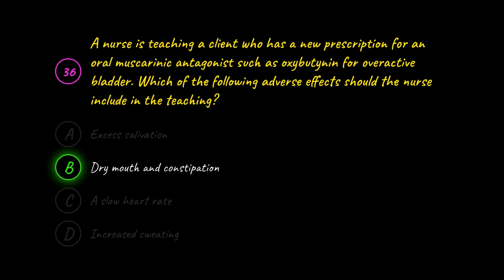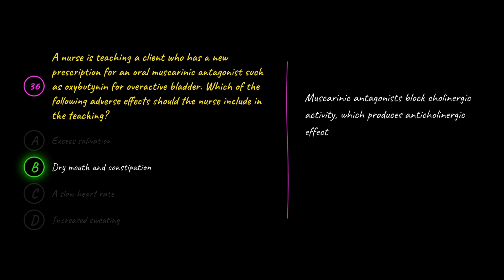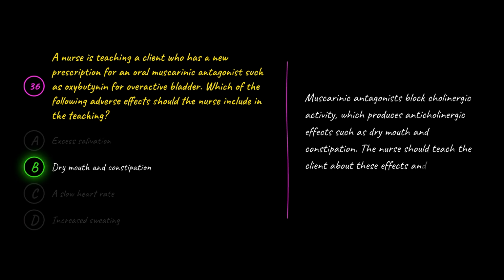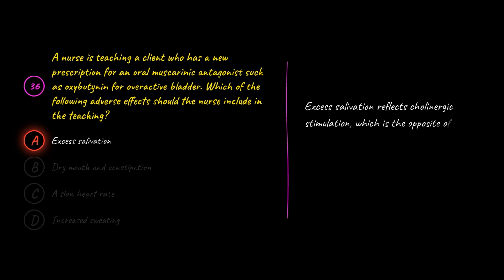The correct answer is B. Dry mouth and constipation. B is correct because muscarinic antagonists block cholinergic activity, which produces anticholinergic effects such as dry mouth and constipation. The nurse should teach the client about these effects and suggest fluids, fiber, and sugarless candy to relieve the discomfort. A is wrong because excess salivation reflects cholinergic stimulation, which is the opposite of this drug's action.